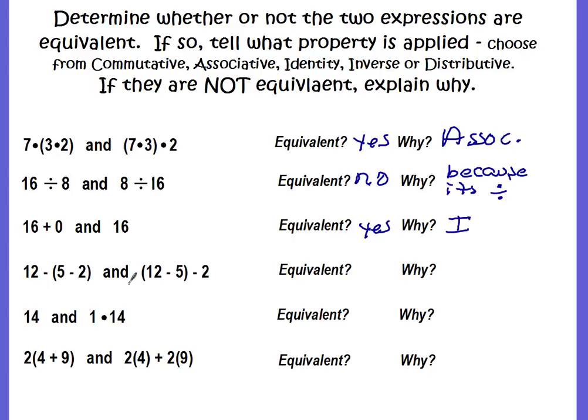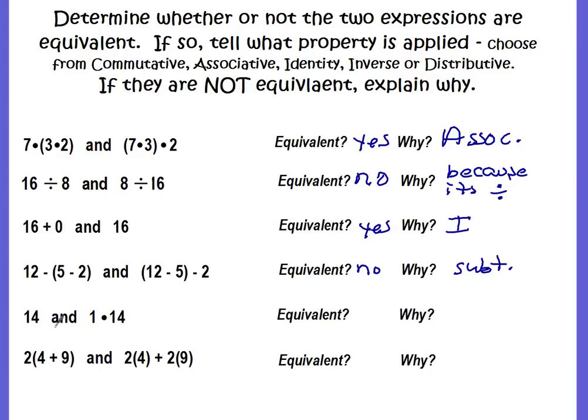Well, hopefully you said, hold on, it's subtraction. Properties don't work with subtraction, do they? So are these equivalent? No. Why? Because it was subtraction. If this had been addition or this had been multiplication, then yes, you could do that. That would have been the same as up here, the associative property. But this was subtraction, and the properties do not work for subtraction or division.